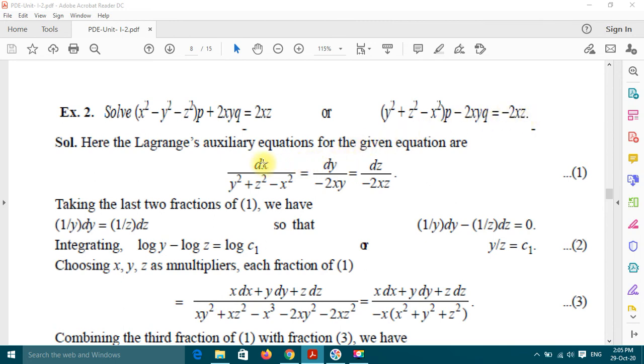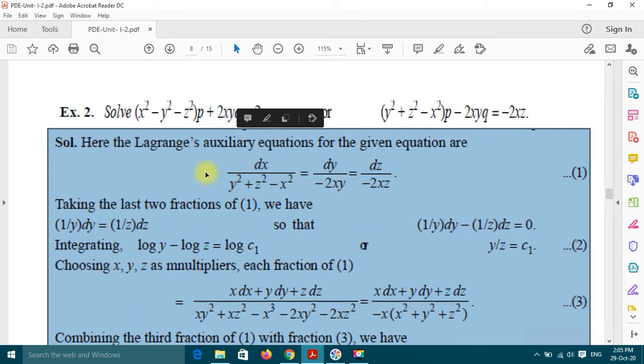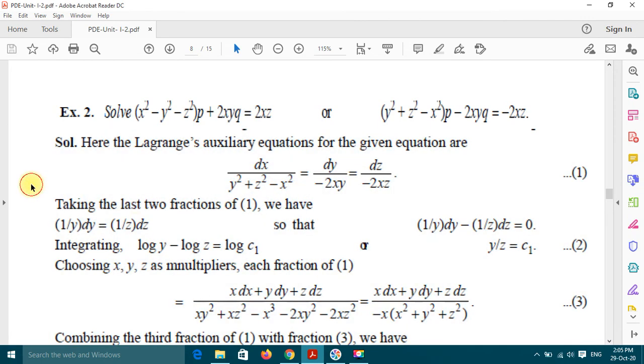As you wish, you have taken any of the Lagrange's equation, both have the same solution, and the Lagrange auxiliary equation is dx upon (y square plus z square minus x square) is equal to dy upon minus 2xy is equal to dz upon minus 2xz. Now we suppose this to be equation number 1.